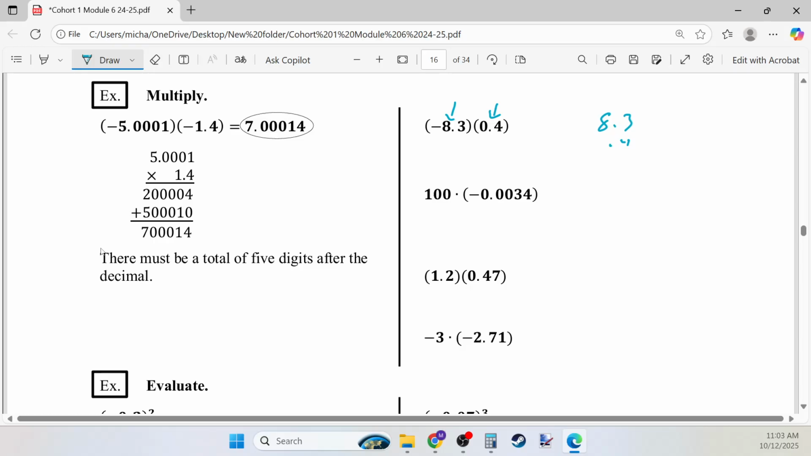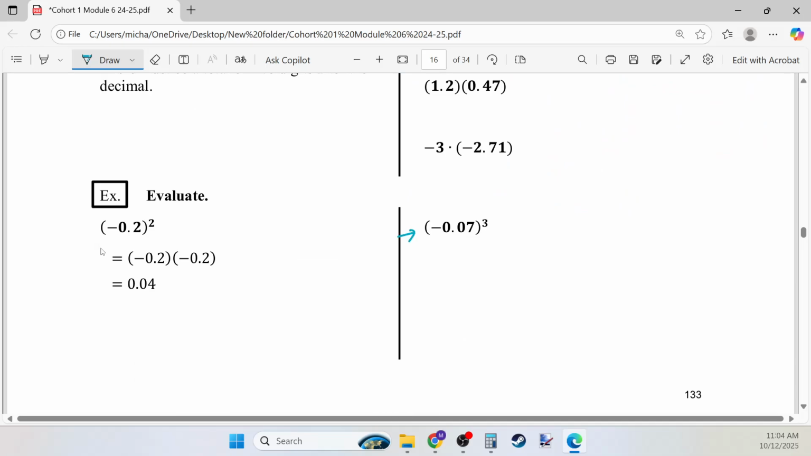8.3 times 0.4. Multiplying them together, 3 times 4 is 12, 8 times 4 is 32, plus 1 is 33. I'm going to put that negative sign there. And there are 2 digits past the dot, so I'm going to put a dot there. That's negative 3.3. Here, multiplying by 100 will shift the decimal point over 2. It's negative 0.34. We can drop off the trailing zeros.